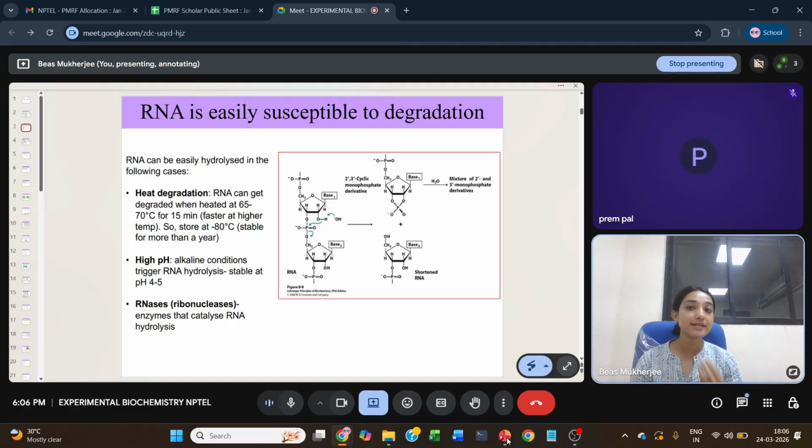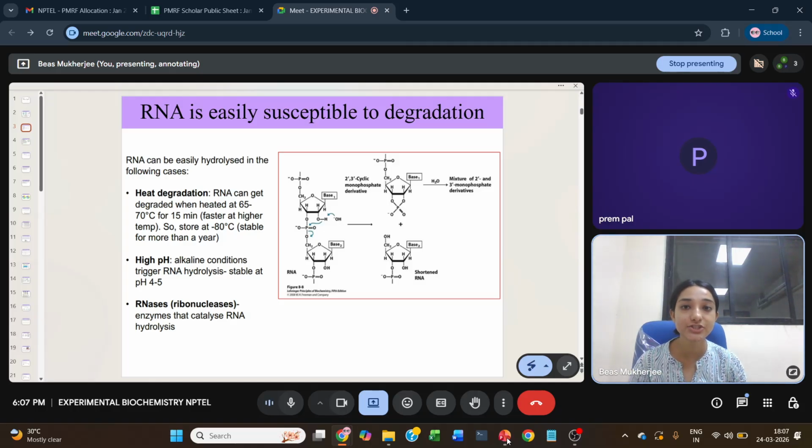So RNA can get degraded when heated at 65 to 70 degrees centigrade for 15 minutes, faster at higher temperature. Now, the interesting fun part is, if you remember PCR, polymerase chain reaction, DNA has to be heated at around 90 degrees centigrade for the two strands to separate out. And then also it is intact, right? And that is a reversible reaction. When you decrease the temperature, it again forms double-stranded DNA. So there you understand how strong DNA is. But if you look at RNA, it completely gets degraded.